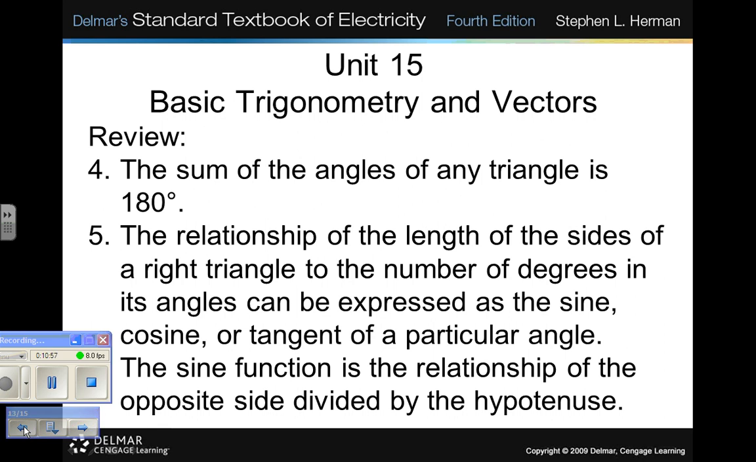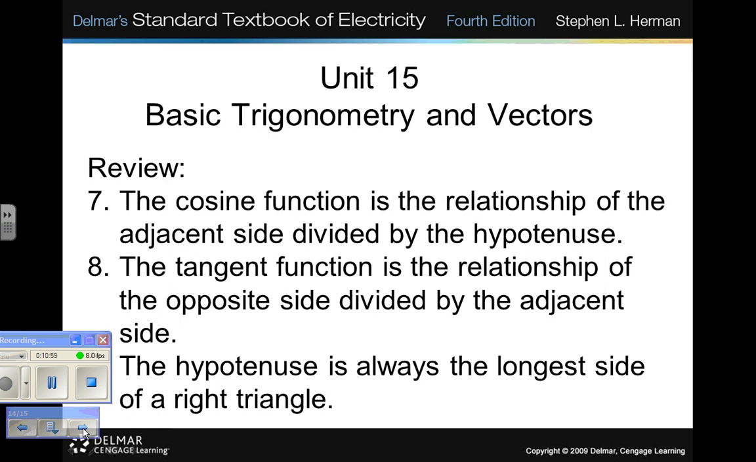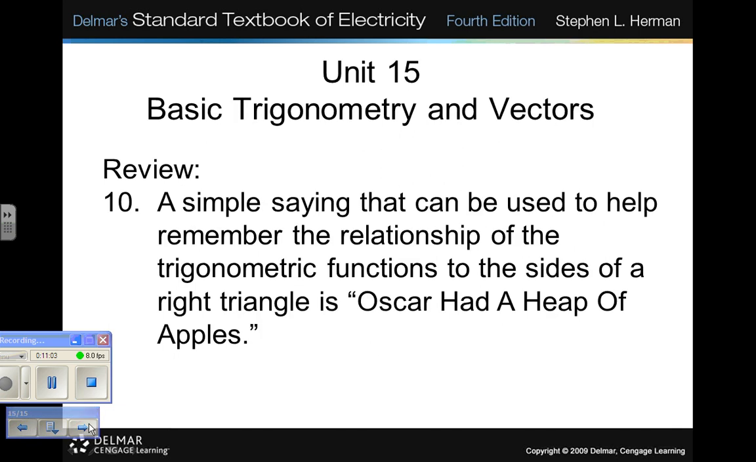Okay, there's a relationship of the sides. Don't let me forget that. Cosine. I think we're going to run out of slides. And a simple saying that can be used is, "Oh hell, another hour of agony," not this one.